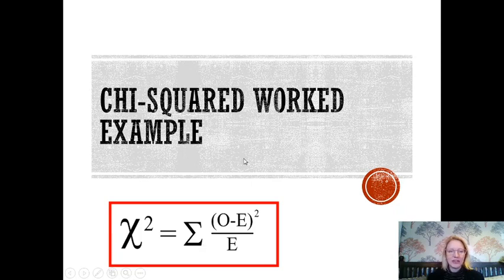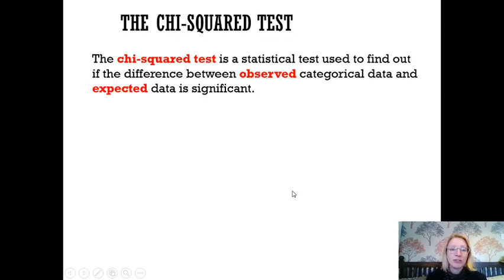Hello, I'm going to talk to you today about chi-squared. So the objectives of today's lesson are to find out how to use this chi-squared equation and how to interpret the results that we've got from that. So we're going to think about what that chi-squared is used for. Chi-squared then is a statistical test that's used to find out if there's a difference between observed and expected data.